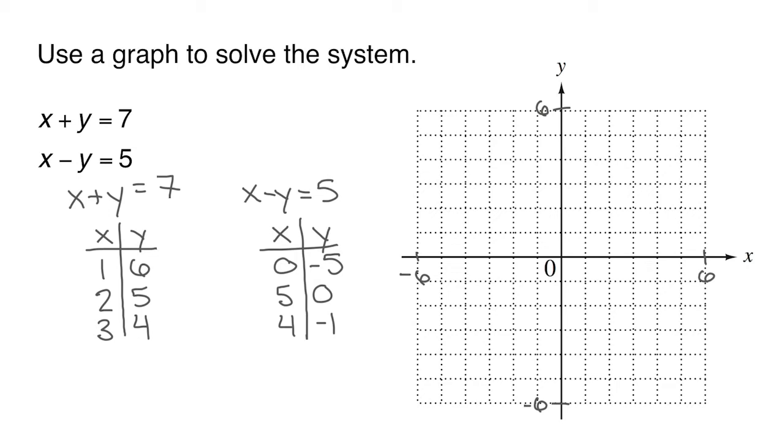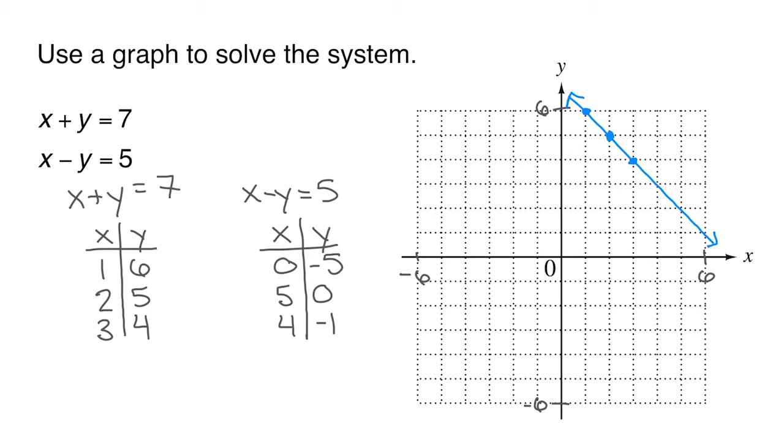To graph x plus y equals 7, we have the point (1, 6). So we plot that point by moving right 1 and up 6 from the origin. We then have the point (2, 5), so from the origin, we move right 2 units and up 5. And we have the point (3, 4), so from the origin, we move right 3 and up 4. To graph the line, we connect these points with a straight line using an arrow on either end.